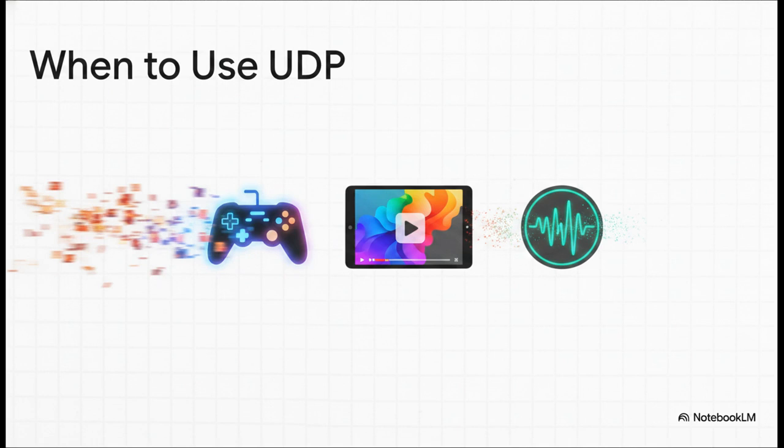Think about it. If you're in the middle of a highly competitive online game or a live video call, you only care about what is happening right now. If a tiny packet of data containing just one single frame of video gets lost, you don't want the entire network to freeze up and wait for that packet to be resent, right? You'd rather just drop that frame, maybe experience a tiny, almost unnoticeable glitch, and keep the stream moving so you don't get lag. UDP happily sacrifices absolute reliability for pure, unadulterated speed.